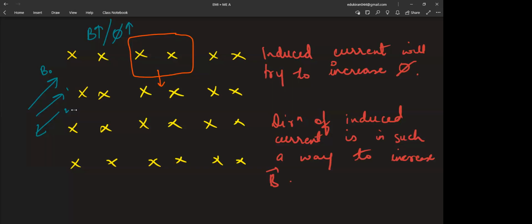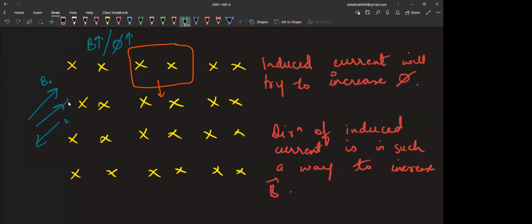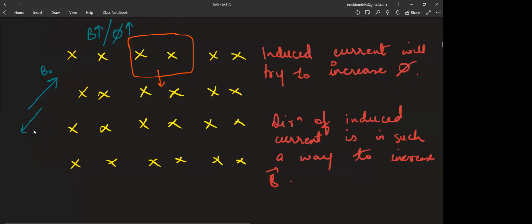Yes, ma'am. Okay. So the direction of induced magnetic field is not this one. Direction of induced magnetic field is outwards. This is the induced magnetic field. It is pointing outwards. Outwards means towards me, towards us, away from the screen, perpendicular to the screen.